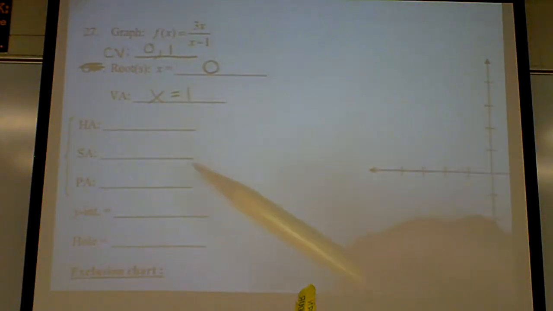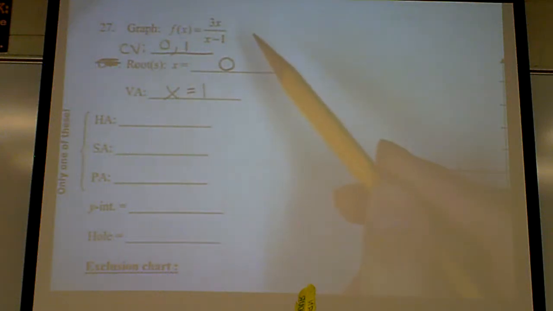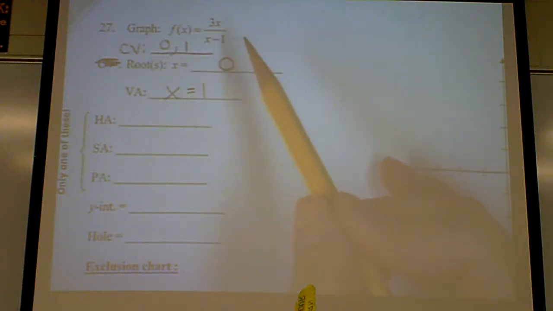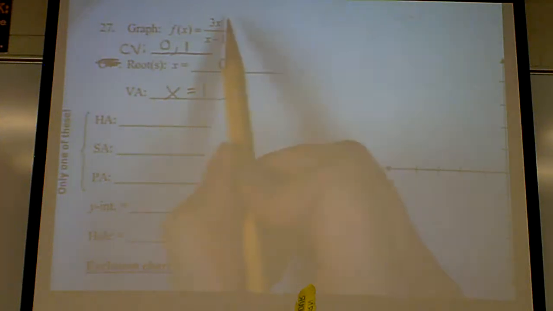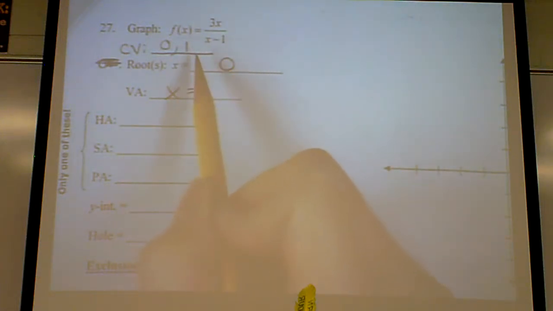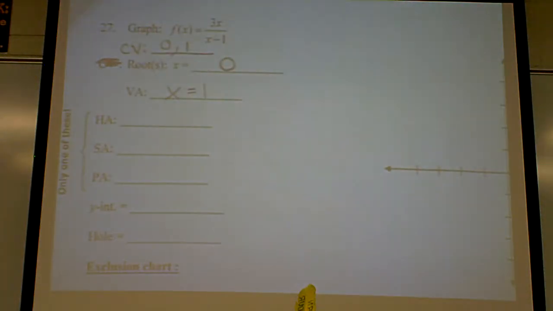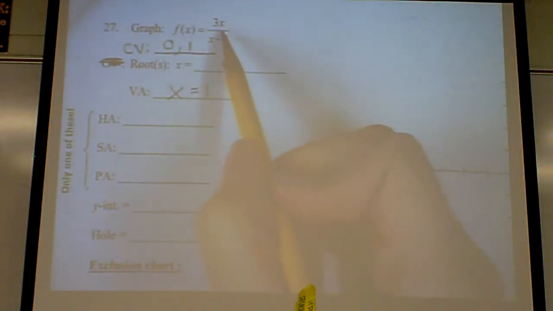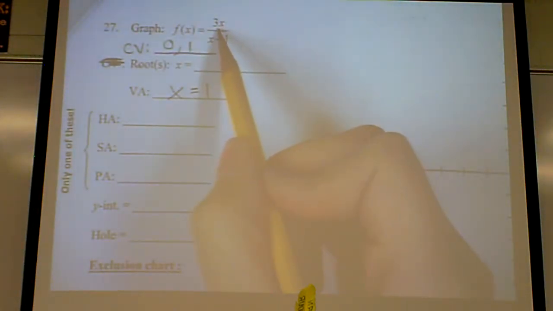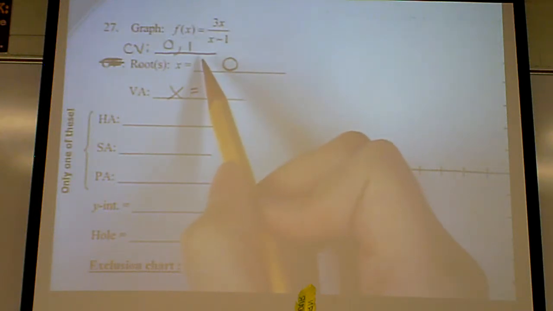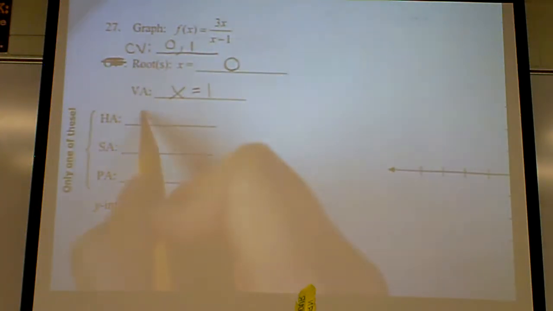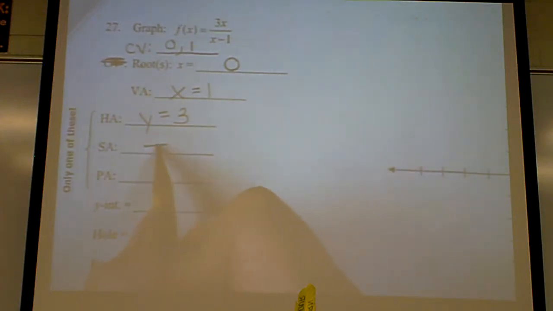So what other type of asymptote do I have? AJ. A horizontal asymptote. Why is that? When the degree of the numerator and the denominator are the same, then you have a horizontal asymptote. And how do we find it? We take the leading coefficients of the numerator and the denominator and divide them. So we would have 3 divided by 1, so that's 3. So it's y equals 3 is my horizontal asymptote.